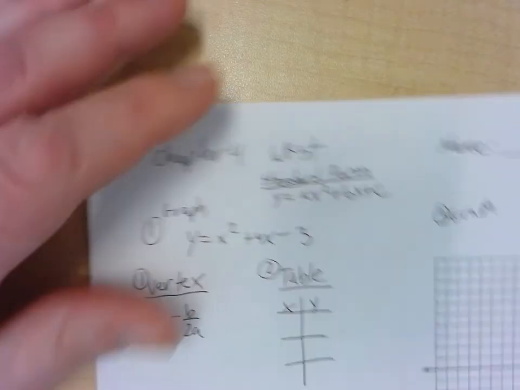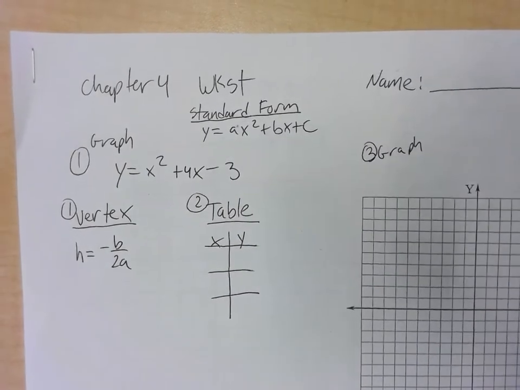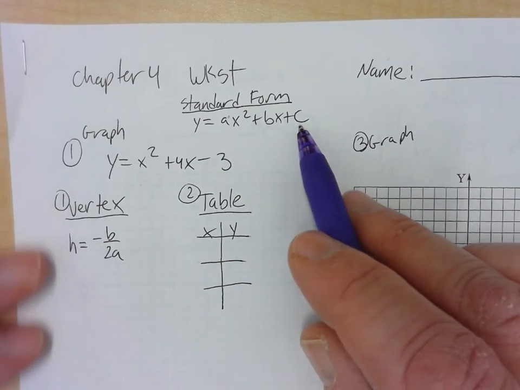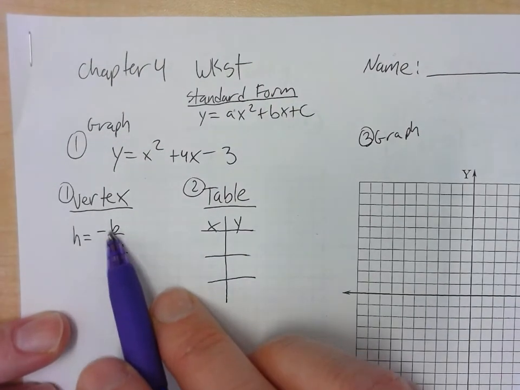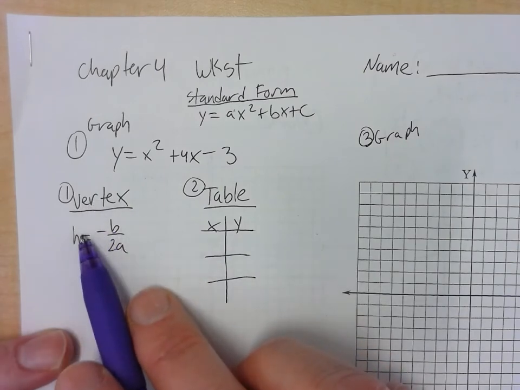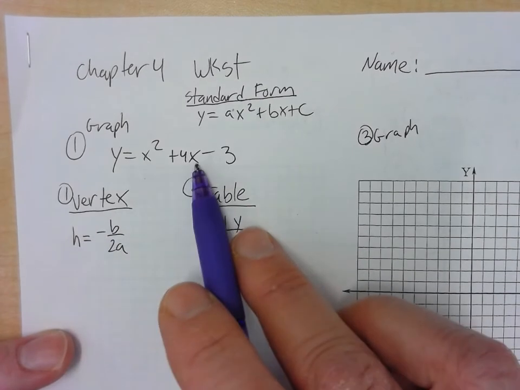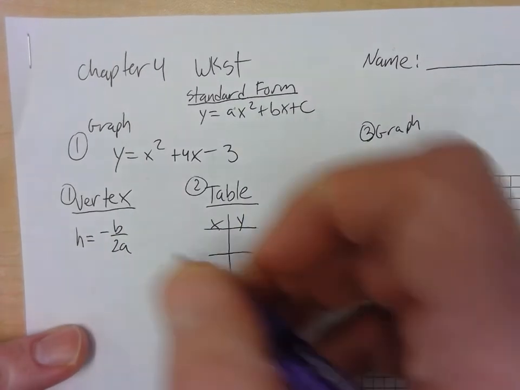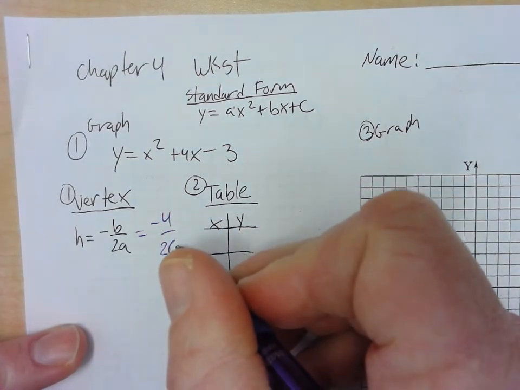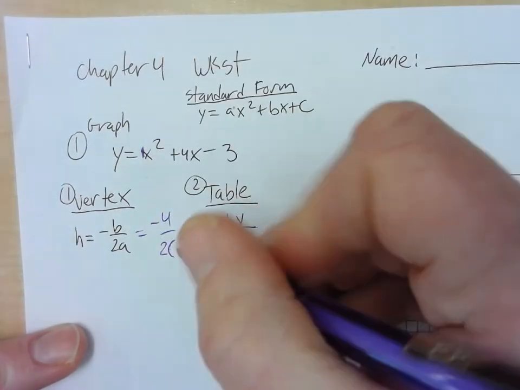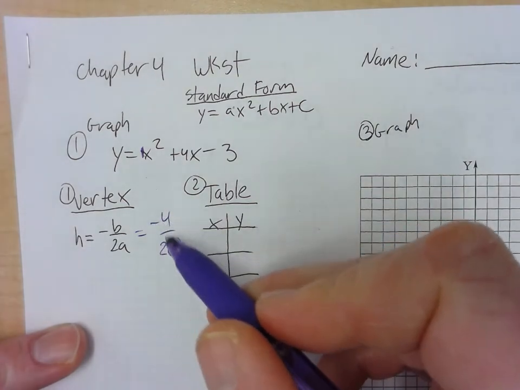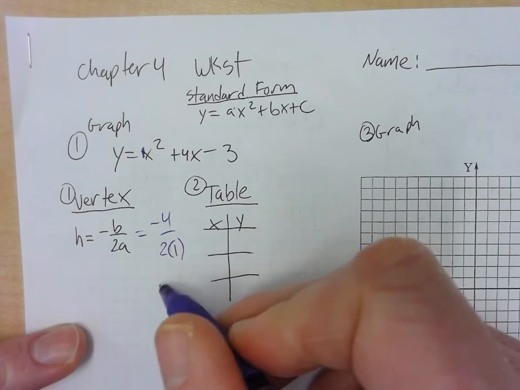For some reason I did these backwards. So standard form: a goes with x squared, b goes with x, and c is by itself. h equals negative b over 2a is how you calculate the x coordinate of the vertex. So we take 4, which is our b, make it negative 4 over 2 times a, which is 1. Then we do this little calculation here. It'd be negative 4 over 2, which would be negative 2.